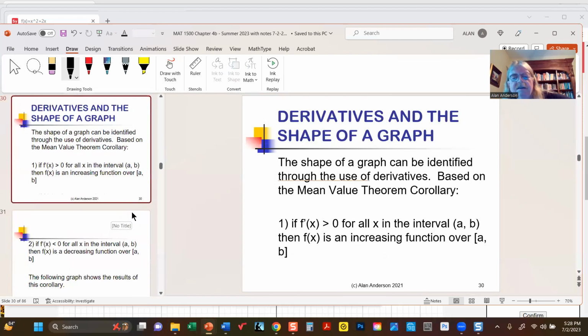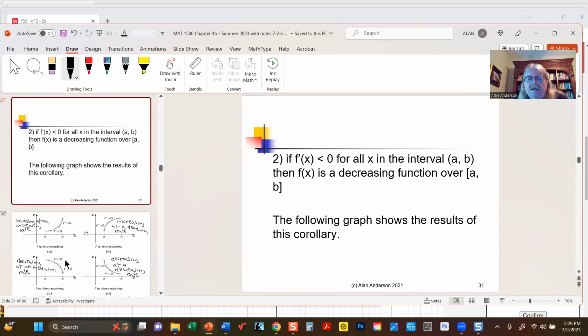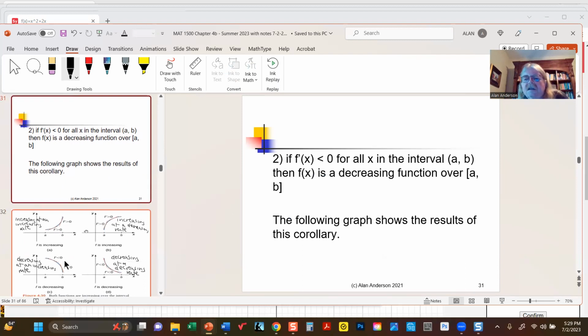So that means we're guaranteed that whatever the slope of this function looks like, it'll never have a negative slope. And so once again, this is the result that we're looking at. If the derivative is positive for all x in that interval, then f of x is an increasing function over that interval. And if f prime of x is negative, then the opposite is true.